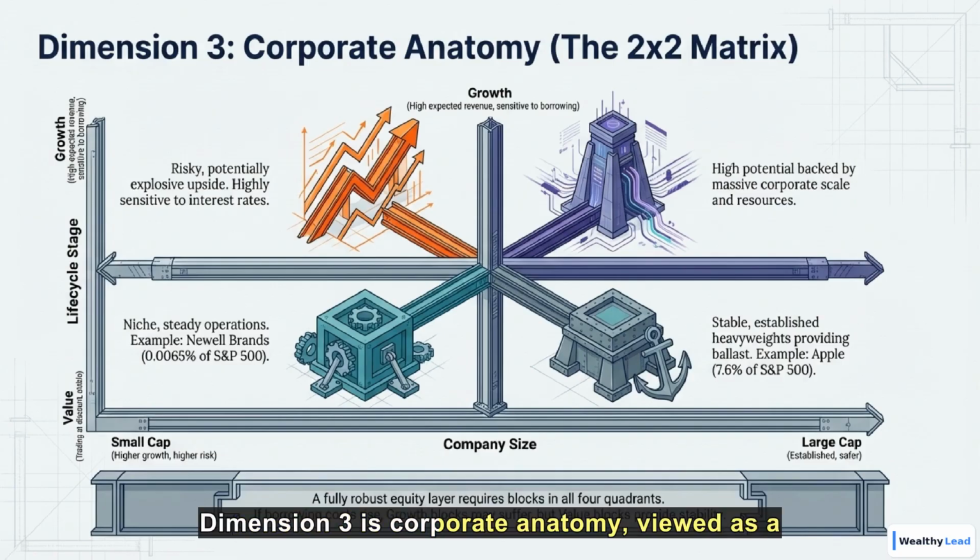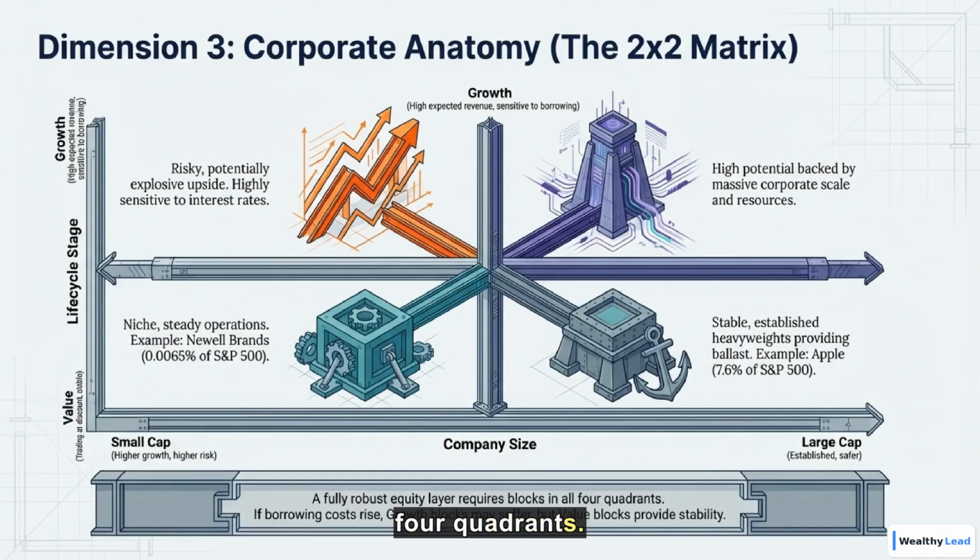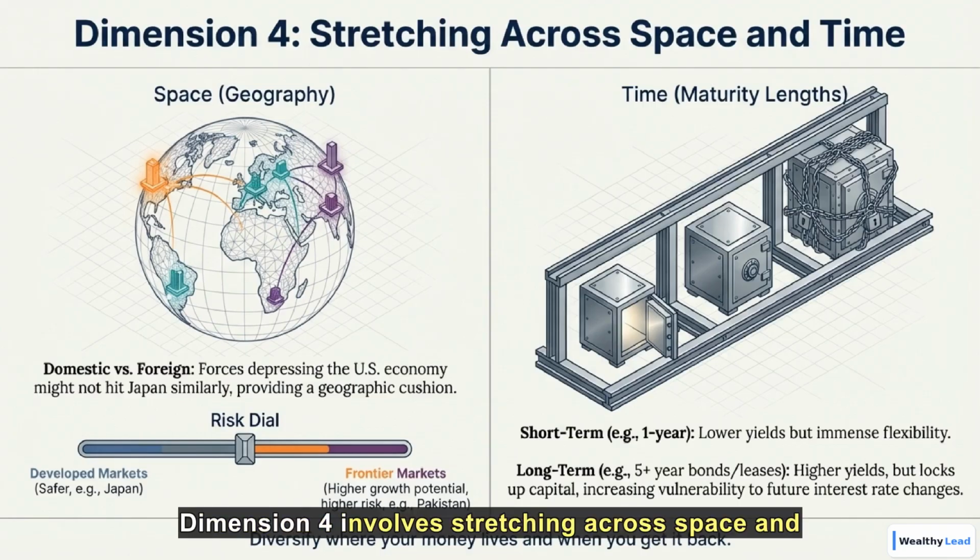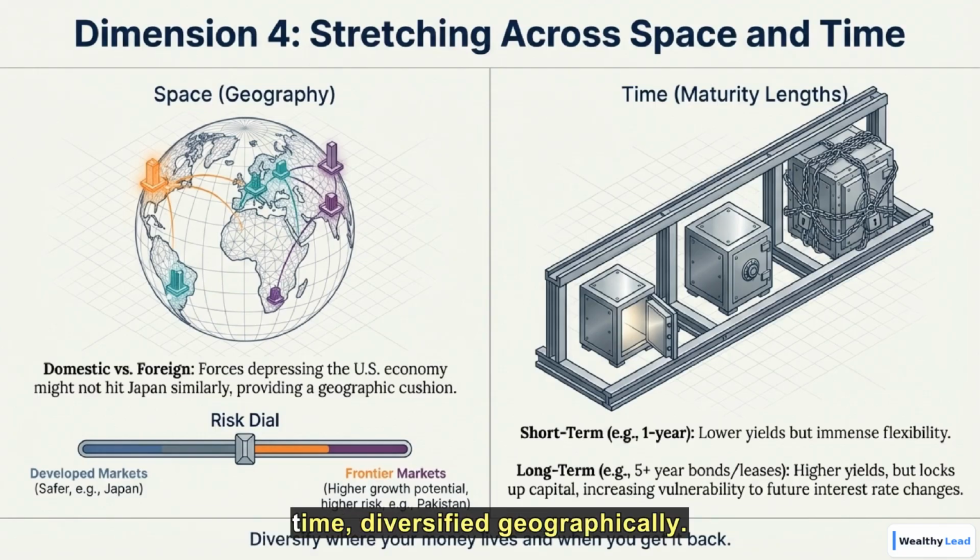Dimension 3 is corporate anatomy, viewed as a 2x2 matrix of size and life cycle stage. A robust equity layer requires blocks in all 4 quadrants: small cap value, small cap growth, large cap value, and large cap growth. Dimension 4 involves stretching across space and time.